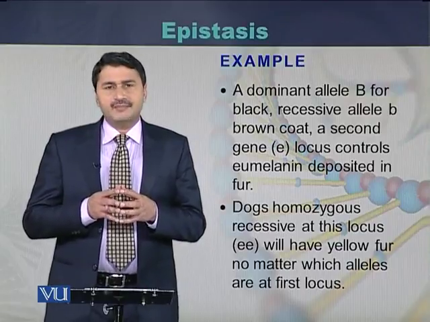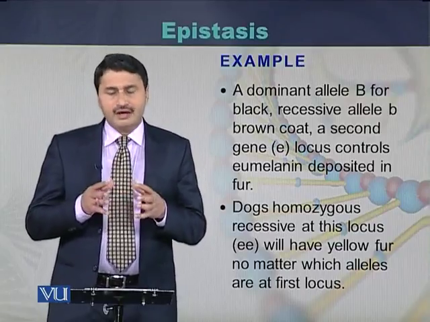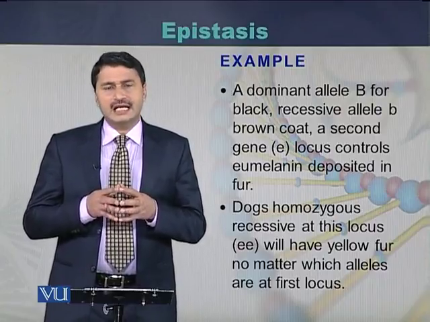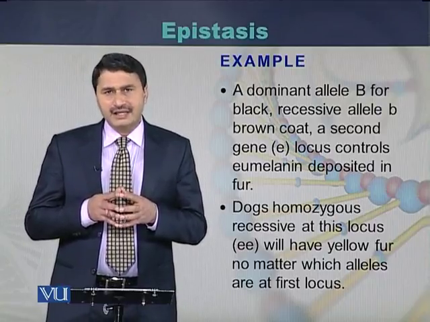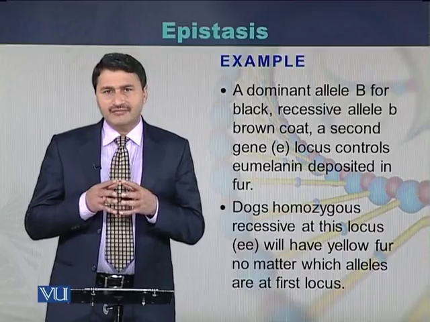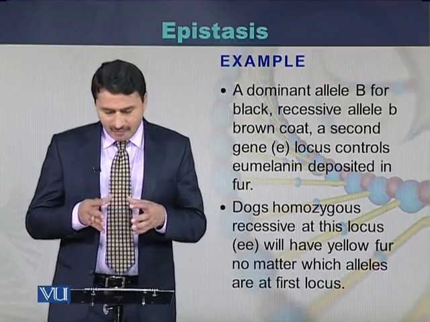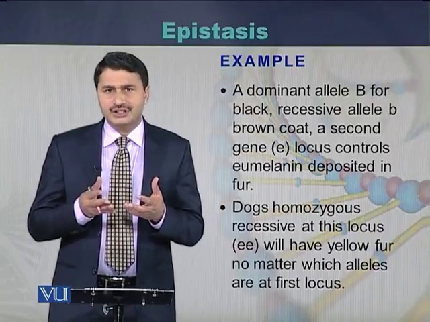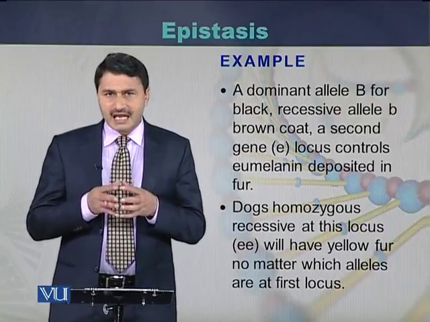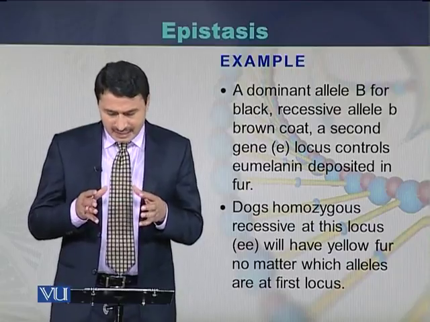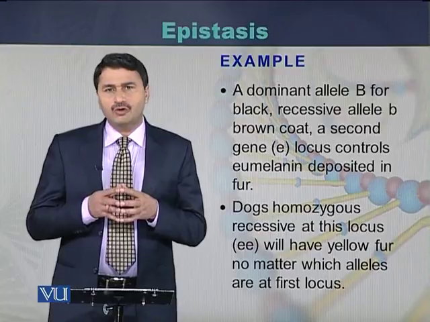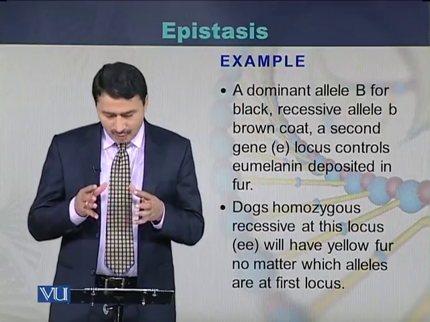If we take the example of these dogs, there is a dominant allele that is represented by B. If this allele is present, the fur color will be black, while if the alternative, recessive allele of this gene is present, then the color of the coat of the dogs will be brown.